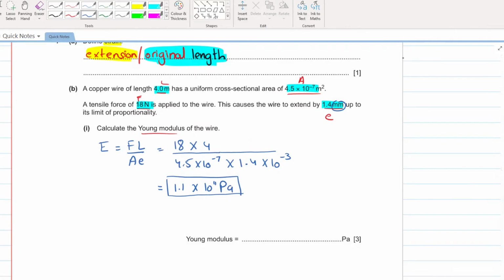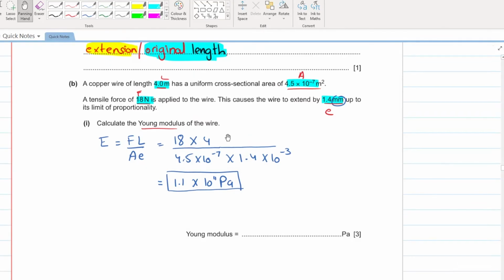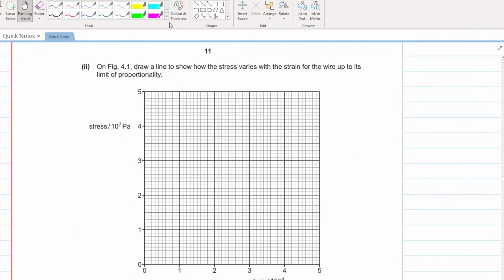Yeah, this is your Young's modulus. Let's see this. On figure 4.1, draw a line to show how stress varies with strain for the wire up to its limit of proportionality. Okay, you have to draw the stress versus strain graph for this wire. How can you do that?